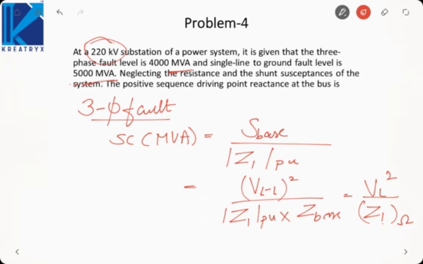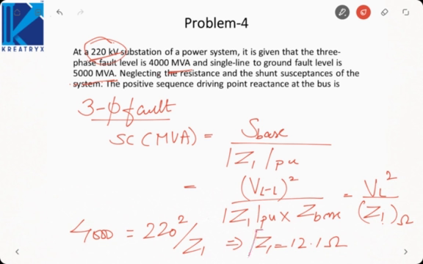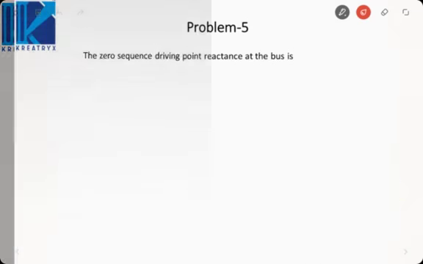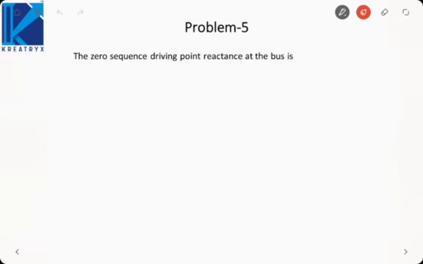So here I am considering in terms of voltage because we are given the voltage and not the base MVA. So if we equate it, 4000 will be equal to 220 square by Z1. From here Z1 will come out to be 12.1 ohm. Okay, this will be the positive sequence impedance for the bus or for the case of fault. In the next part of the same problem it is asking the zero sequence reactance.